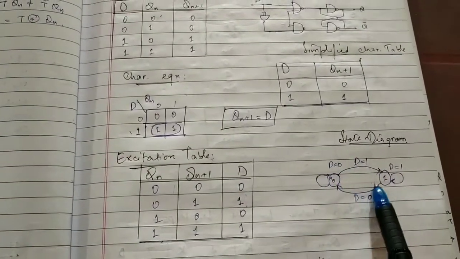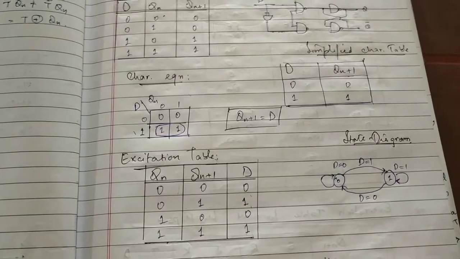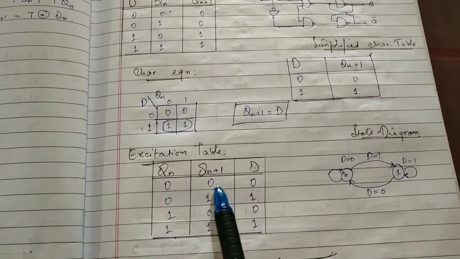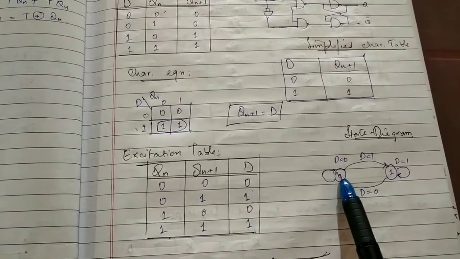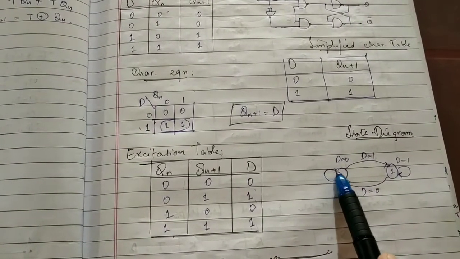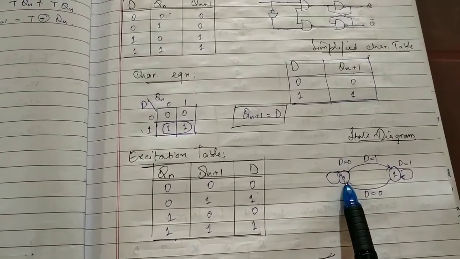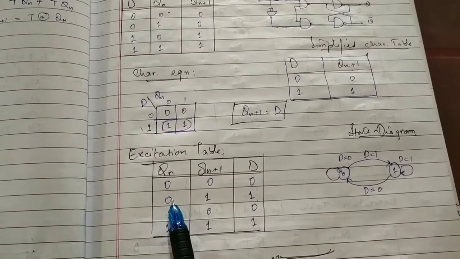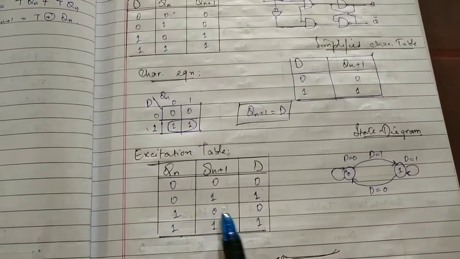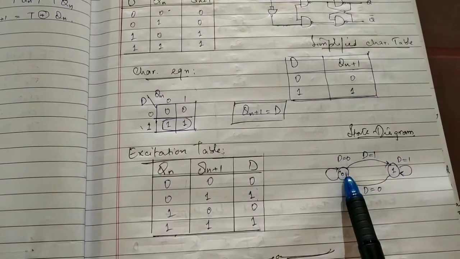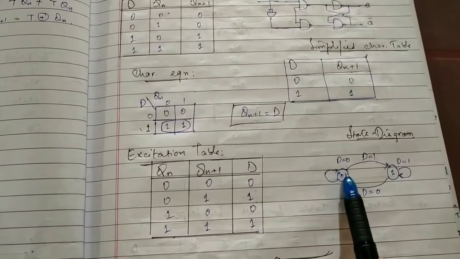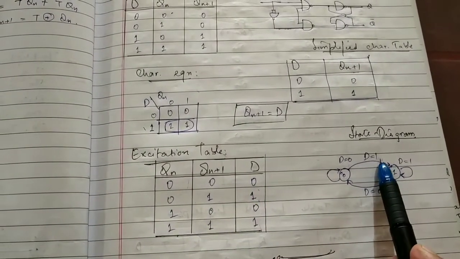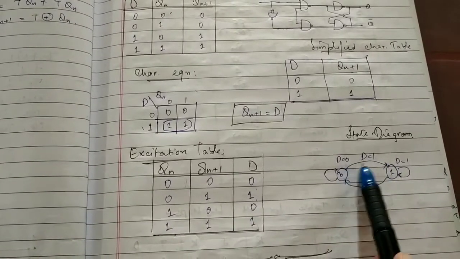After that we can draw a state diagram from this excitation table. When the initial state is 0, the next state is 0. That is a self loop at 0 with input D equal to 0. Secondly, when the initial state is 0, the next state is 1, so we draw an arrow from 0 to 1. When input D is equal to 1, we write D equal to 1 above the line.